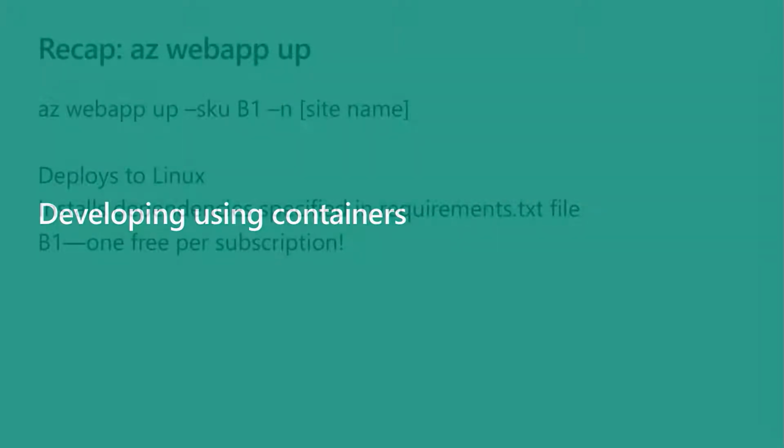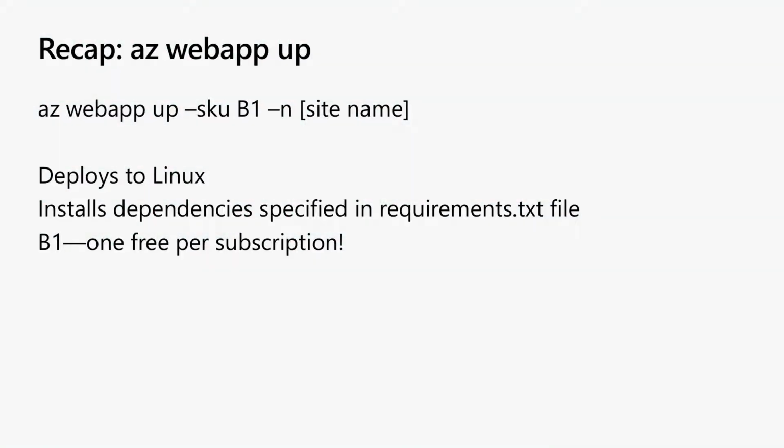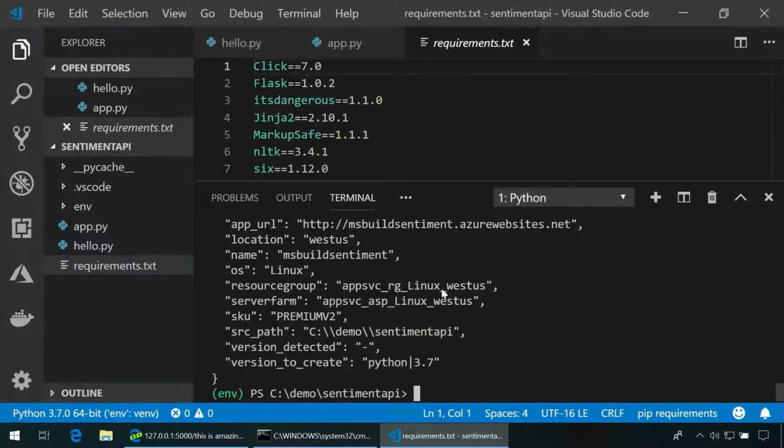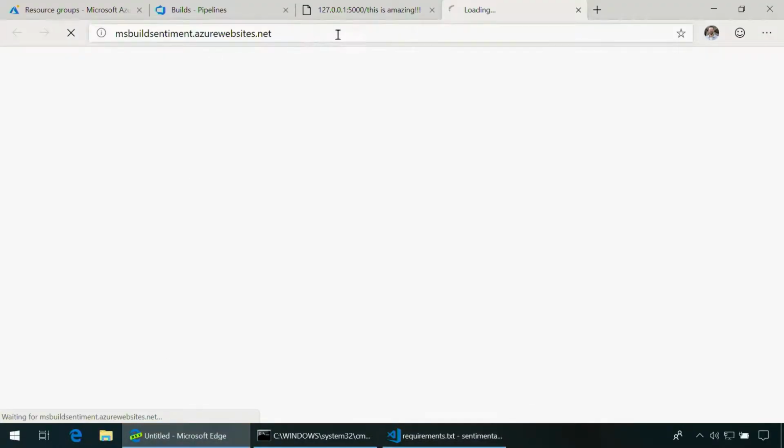So let me just pop back here. It's taking a moment here to deploy my API. All right, let's go. OK, it just finished. All right, I talked a bit too fast this time. Right, so our API has just finished. It's deployed to msbuildsentiment.azurewebsites.net. And we can see that comes up here.